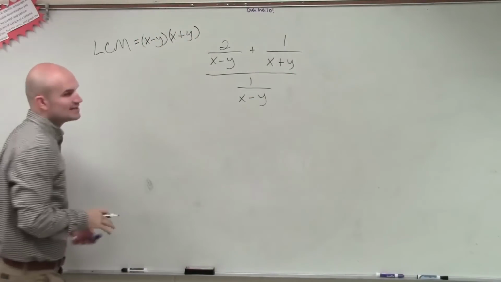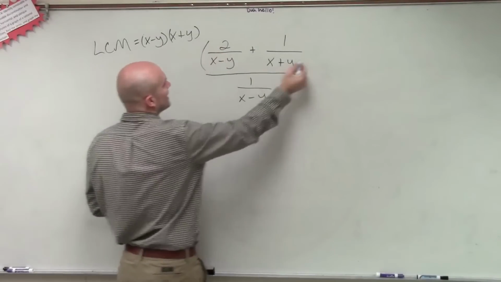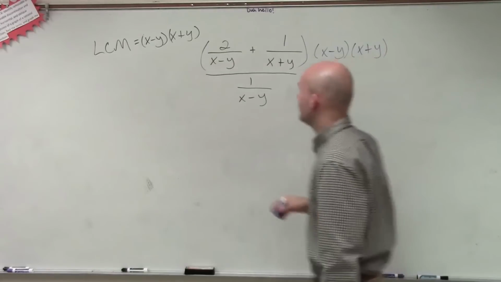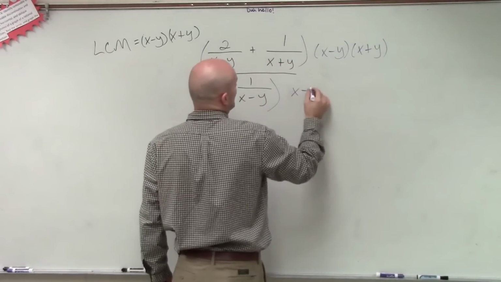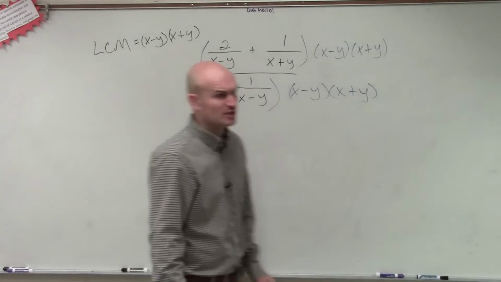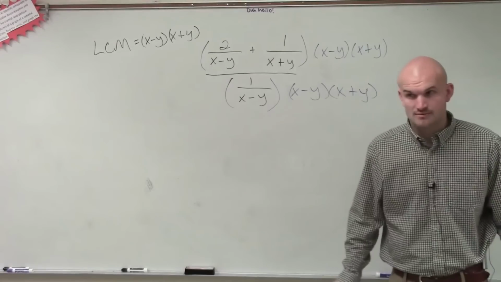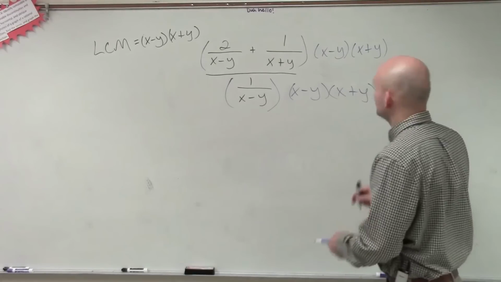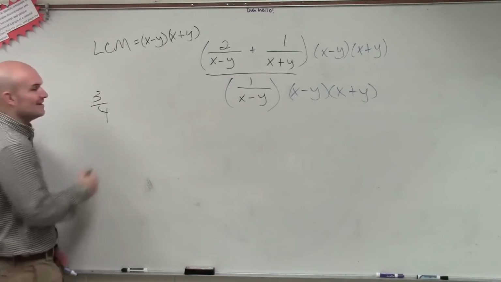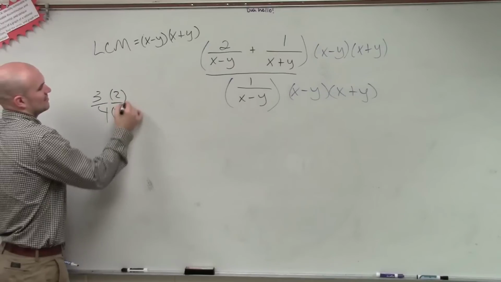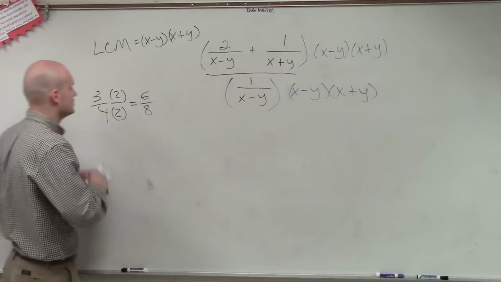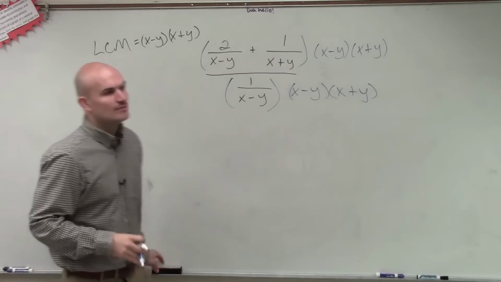So what I'm going to do then, ladies and gentlemen, is multiply my numerator times x minus y, x plus y. And I'm going to multiply my denominator by x minus y times x plus y. Does everybody understand that these are going to be equivalent expressions? Yes. Everybody agrees with that? No? Okay. Well, Dimitri, I say no. No, I'm just kidding. So if you had 3/4 and you multiplied by 2 over 2, you would get 6/8. Is 6/8 the same thing as 3/4? Yeah, of course it is. Good job.